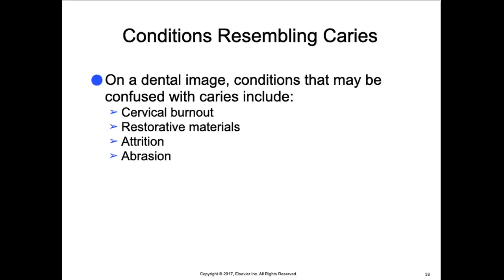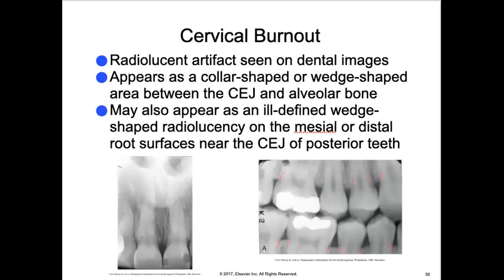Conditions resembling caries include cervical burnout, restorative materials, attrition, and abrasion. These are not caries. They are also radiolucent areas though, and we will talk about these one by one. So cervical burnout is a radiolucent artifact seen on dental images.